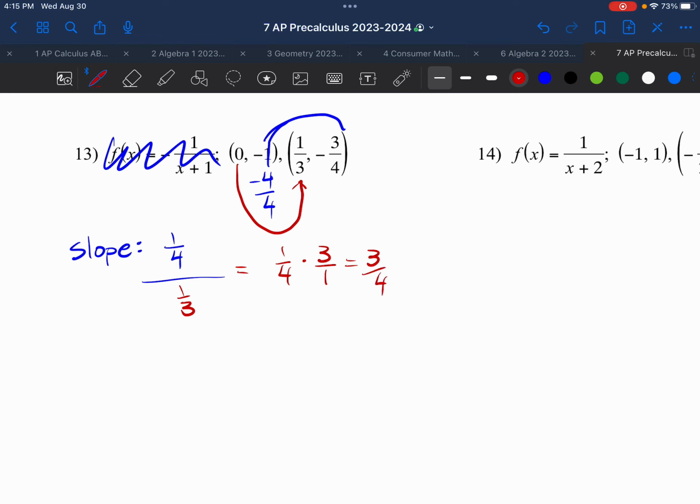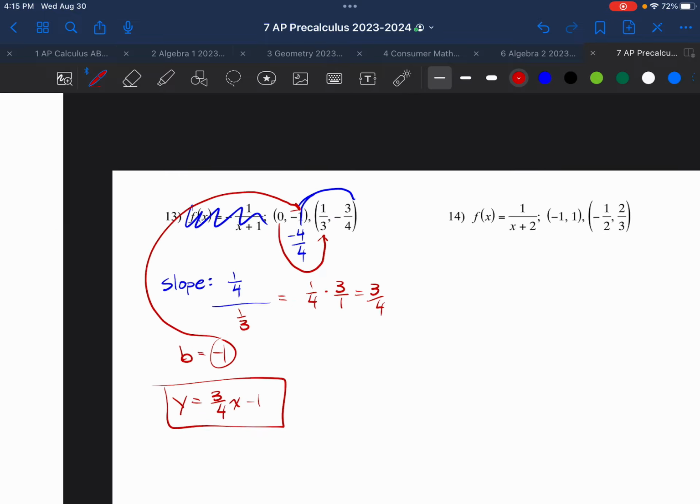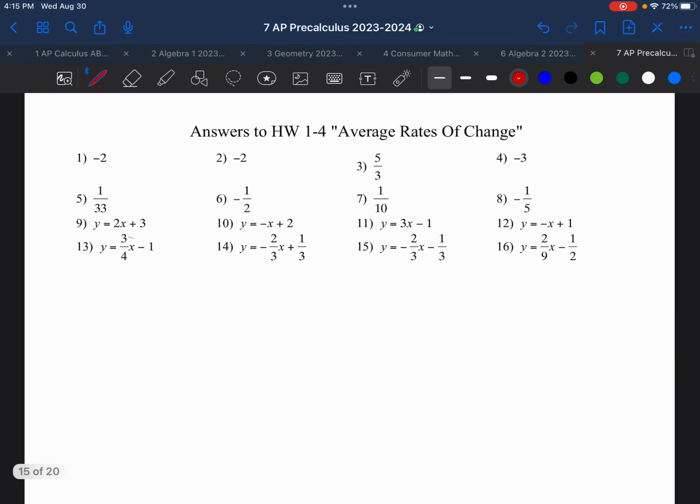How do I find my y-intercept? I got a free one, because whenever you have x equal to 0, that is the y-intercept. So I can just come down here and say that b is equal to -1 in this case, because this -1 came from right there. So I can go ahead and write my final equation. Y equals mx, so 3/4 x plus b, so -1. Let's check. Y equals 3/4 x minus 1. Y equals 3/4 x minus 1.